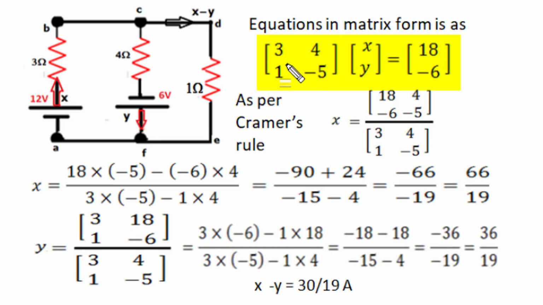Similarly, from this matrix format of equations, we can find the unknown y. And to find y, we have to use Cramer's rule once again. As per Cramer's rule, the unknown current y is the ratio of the determinant values of two matrices, and the one matrix is the same coefficient matrix 3, 1, 4, minus 5, which was earlier in the denominator of x, and ultimately when it is solved, it becomes minus 19.